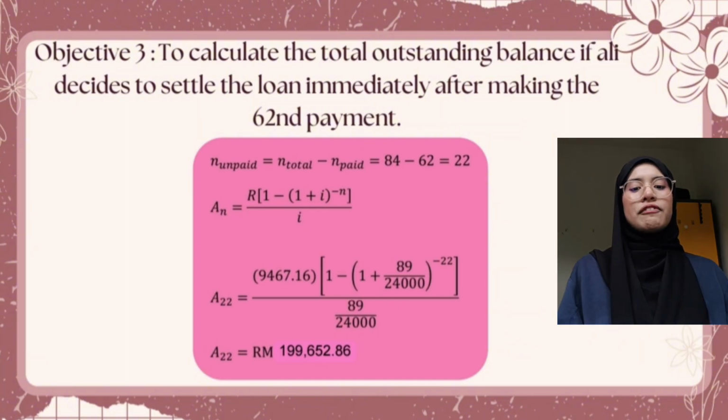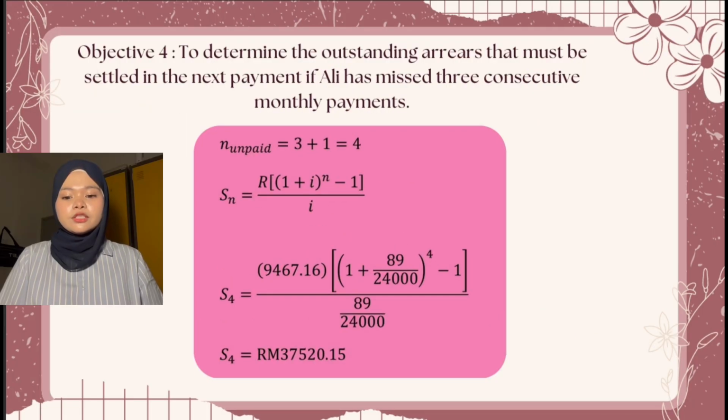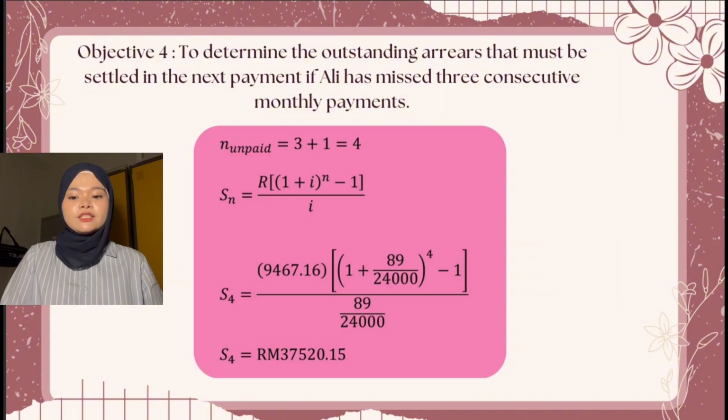We will insert the numbers into the formula. We will get the answer for A22 is RM 19,652.86.